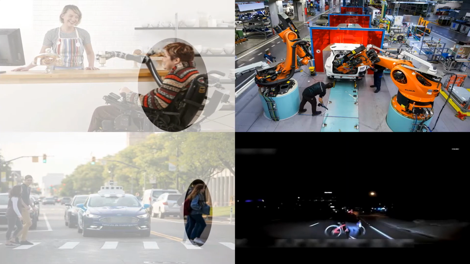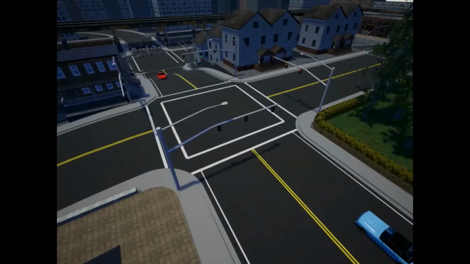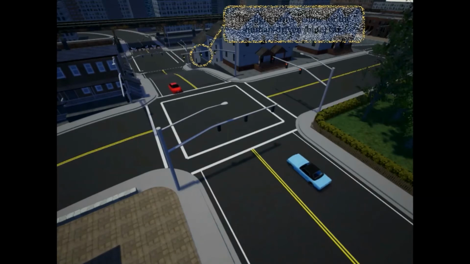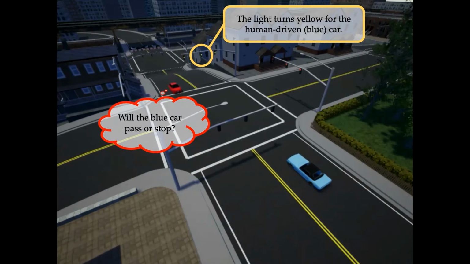But in many scenarios, modeling humans is not as easy as you think. For instance, consider a scenario where an autonomous vehicle in red wants to make an unprotected left turn, but we see a blue human-driven car approaching. The light just turned yellow for the human-driven car, and we don't know whether it will run the red light or stop and play it safe. The blue car's actions will determine what actions the red car can take.